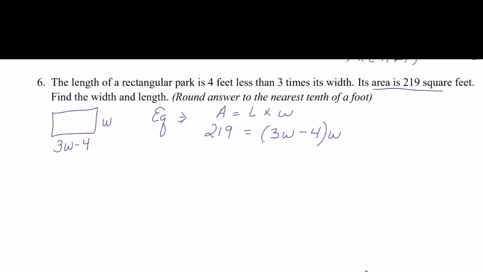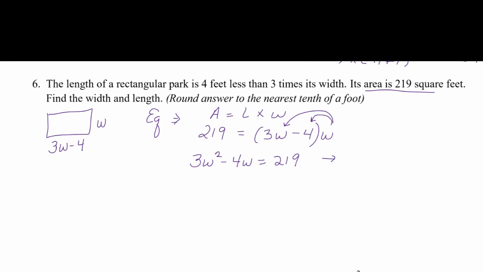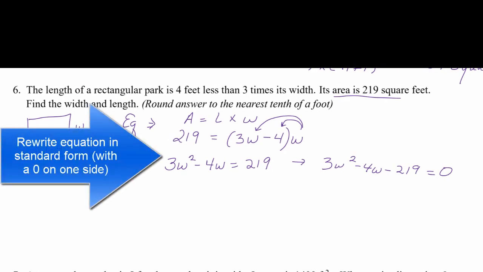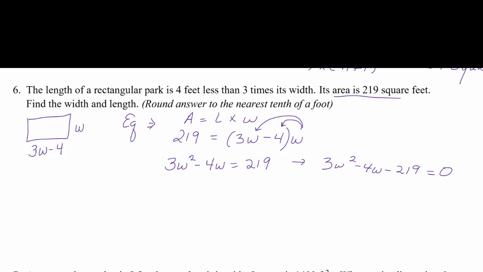And if you want to rearrange this, we can. So we'll rearrange. But as I rearrange, I'm also going to distribute this W here. Okay, so I'm going to get 3W squared minus 4W equals 219. Okay, this is a quadratic equation, so we need it in standard form. We need a 0 on one side. So I'm going to subtract the 219 and put it over here. And I'm going to use the quadratic formula to find W.